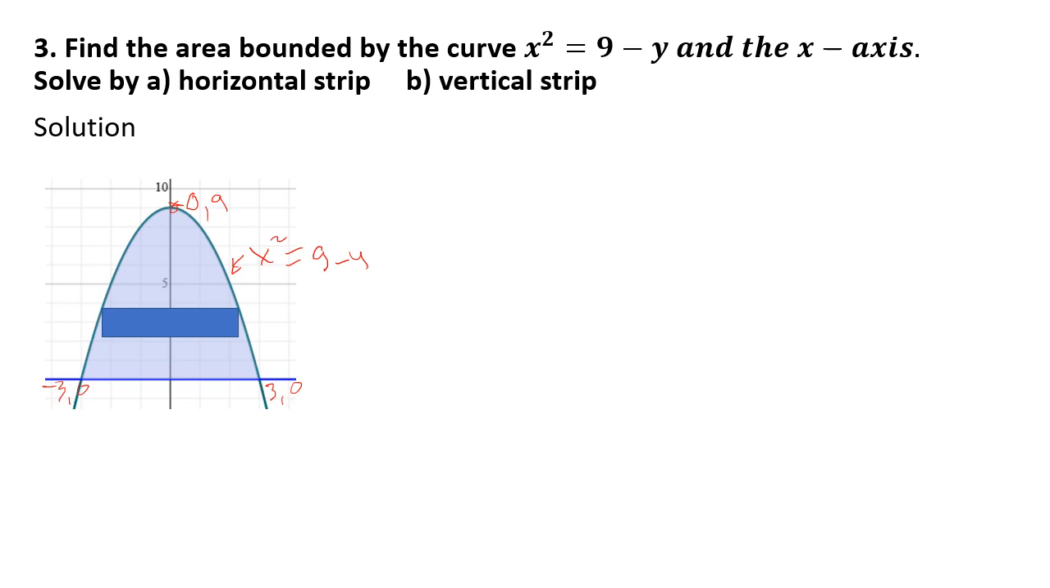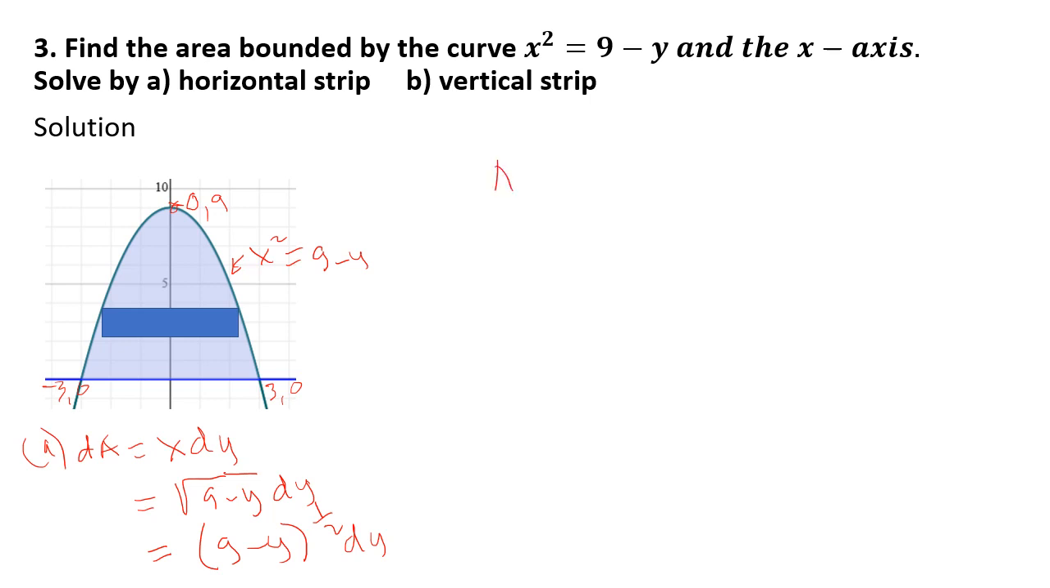So dE equals x dy. This one is for letter A, or equivalent to the square root of 9 minus y dy, equals (9 minus y) to the power 1/2 dy, or A equals 2 times the integral from 0 to 9 of (9 minus y) to the power 1/2 dy.